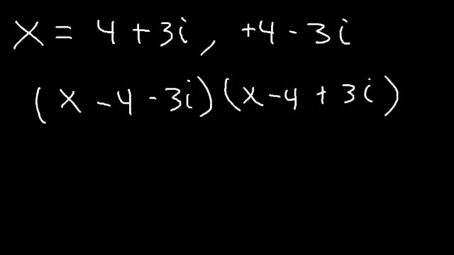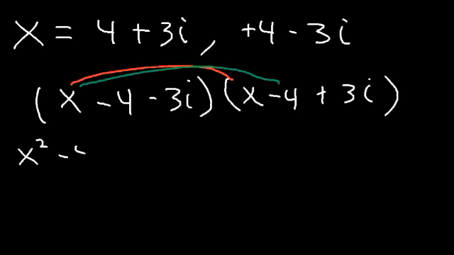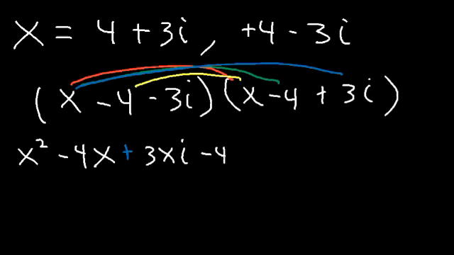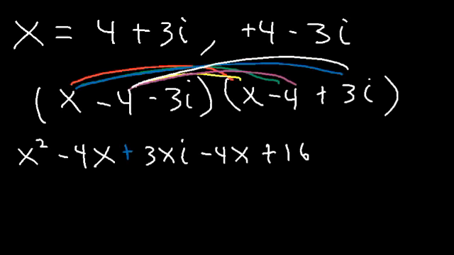Initially, when we FOIL it, we should get 9 terms. And then we'll simplify it. So x times x is x squared. X times negative 4, negative 4x. X times 3i, that's going to be 3xi, and then negative 4 times x, negative 4x, negative 4 times negative 4 is 16, and negative 4 times 3i is negative 12i.